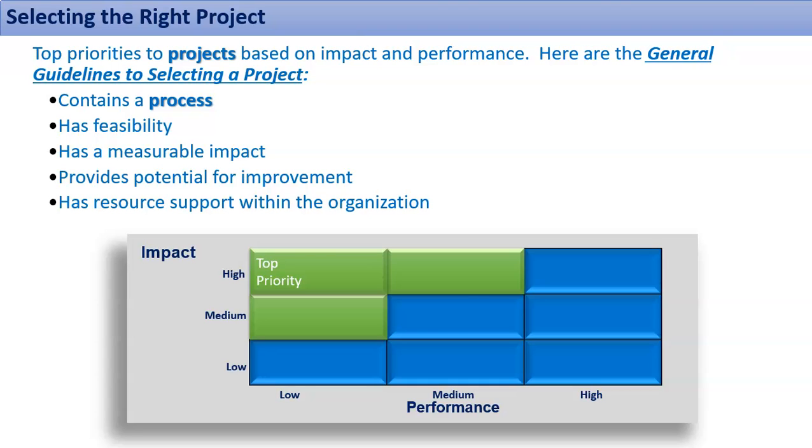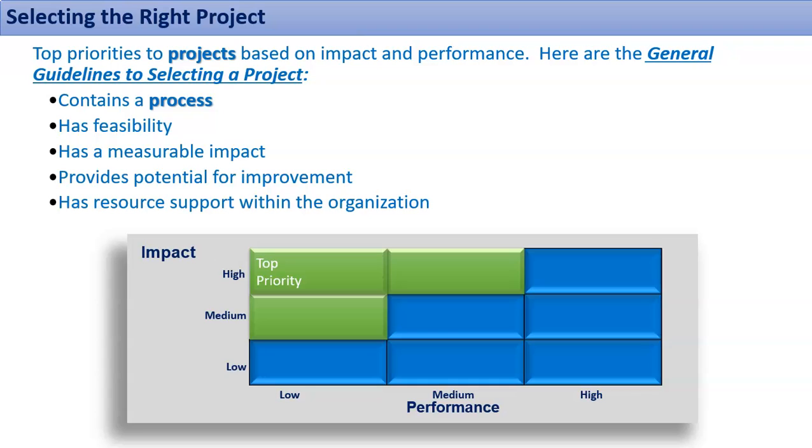There are also some guidelines to selecting a project. It has to have a process. There has to be a process with sequence steps to be followed. It cannot be just a snapshot about something. It has to be an established process within the business. It has feasibility, which means it is doable, something you can do and work with.